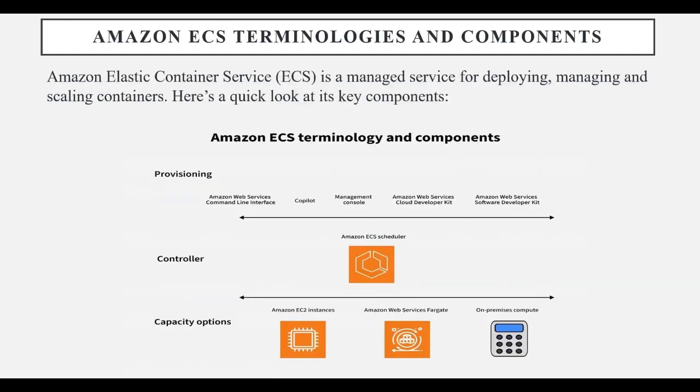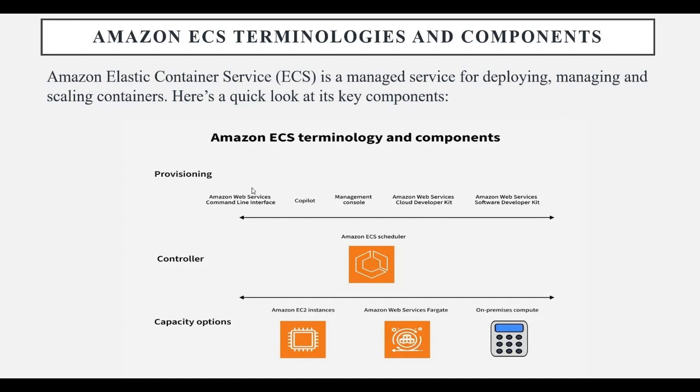The next is Amazon ECS terminologies and components. Amazon Elastic Container Service is a managed service for deploying, managing, and scaling containers. Here is a quick look at the key components. The terminologies and components are divided into three parts: provisioning, controller, and capacity options. The controller contains the ECS scheduler, that is the Amazon ECS scheduler.